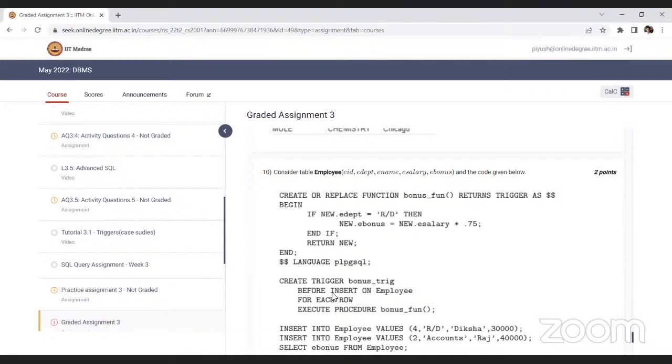Piyush sir, I would like to add something. You can see the new is a variable in which we store all the information that you want to insert: the 4, this RD value, the Diksha and the 30. That is stored in the new variable. So here you can check in the bonus function: first new.department, check if the value is R&D, then it increases the salary, and that value is updated into the E bonus value.